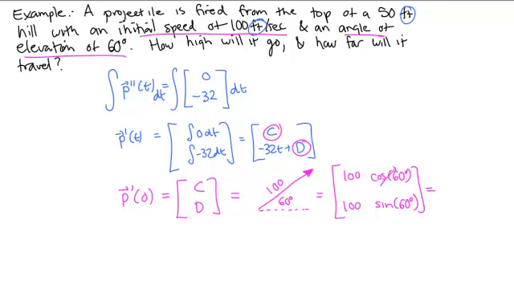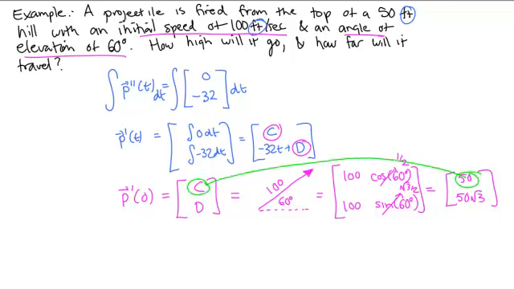The cosine of 60 degrees is just a half, and so this is going to get me 50, whereas the sine of 60 degrees is root 3 over 2, and so this will get me 50 root 3. And so I now know the values of c, 50, and d, 50 root 3. So let's make those substitutions right now.